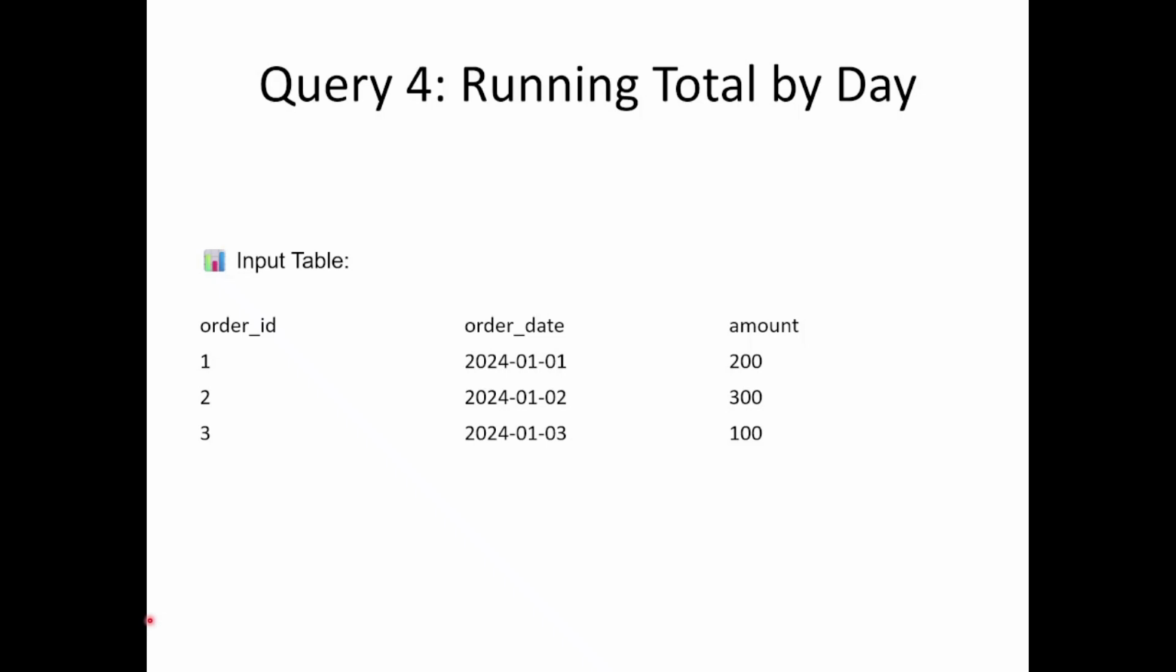For the people who have no idea about running total, here you can see that for the first day the amount is 200, for the second day the amount is 300, and for the third day the amount is 100. So the running total will be, for the first day 200, for the second day 200 plus 300, 500, and for the third day 500 plus 100, it will be 600. So we have to create a new column here and give it the name running total. Feel free to pause this video for a moment and try to query it out by yourself. If not, I'll be sharing the query shortly.